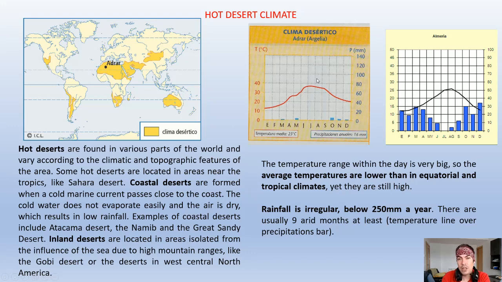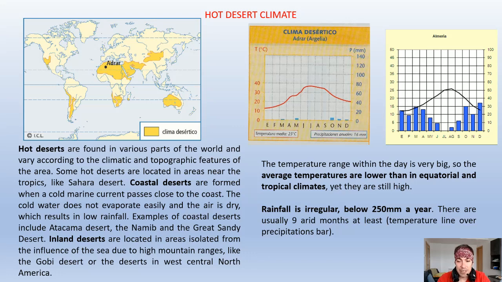So here you have two examples of desert climate. Here, this one in Adrar, Algeria, which is this point here, and this one in Almeria. It's like a soft, hot desert climate, but it is a desert climate, which they have in Almeria. So in these climates, the temperature range within the day is very big. It means that during sunlight in the morning or at noon, the temperatures are very high, but at night, at midnight, for example, the temperatures are very low. So the difference between the temperature during the night and during the day is very big.